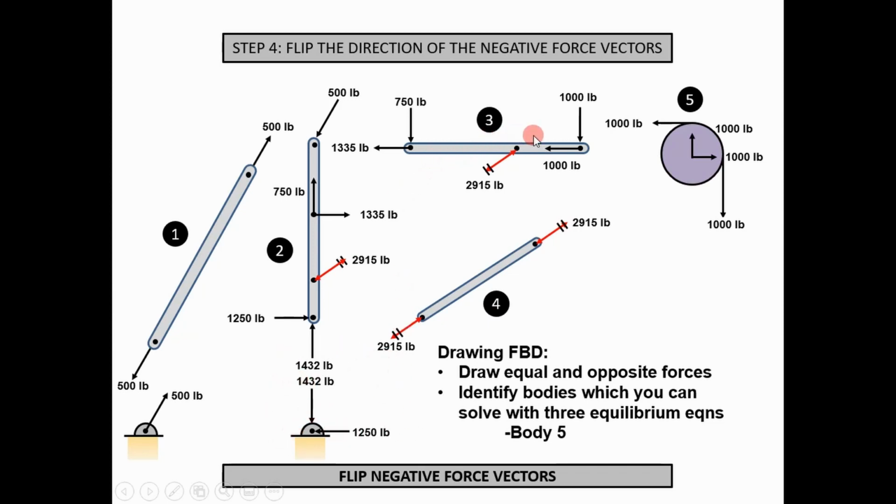So in red are the forces that were negative. And so I basically flipped the force vector there. And that's the last step, is to flip the direction of the negative force vectors. And so as you can see here, I just flipped them and crossed out where they were pointing originally. And we can change those values to positive numbers.